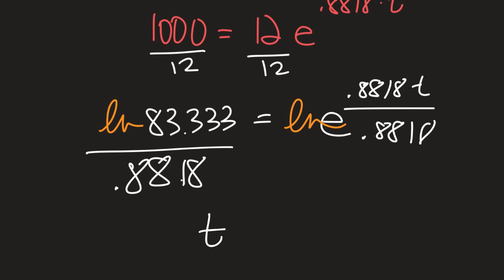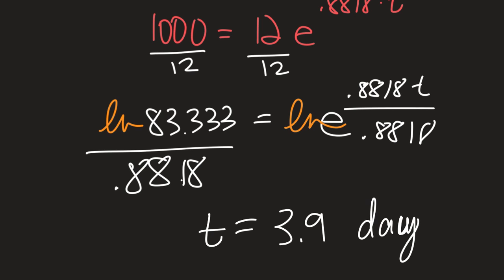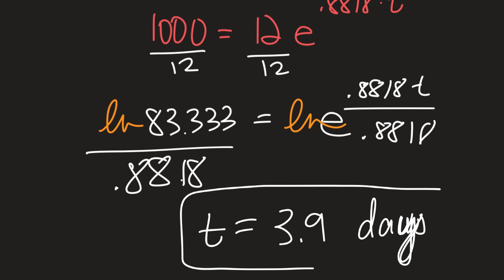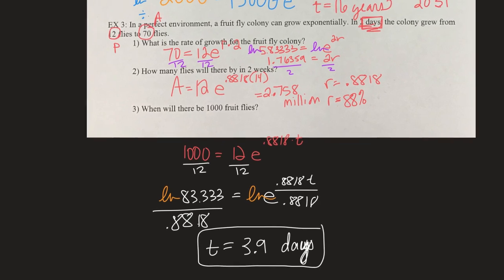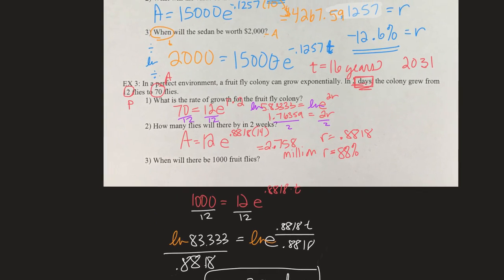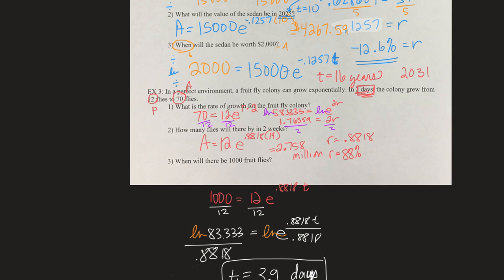Okay, put all this into the calculator, the natural log of that digit divided by 0.8818. The answer was 3.9, and our units are in days. So after 3.9 days, there would be 1,000 of these pesky little fruit flies flying around. Okay, so exponential growth, there are 3 steps. We divide both sides, we natural log both sides, and then we divide both sides again anytime you're finding the rates or the time.